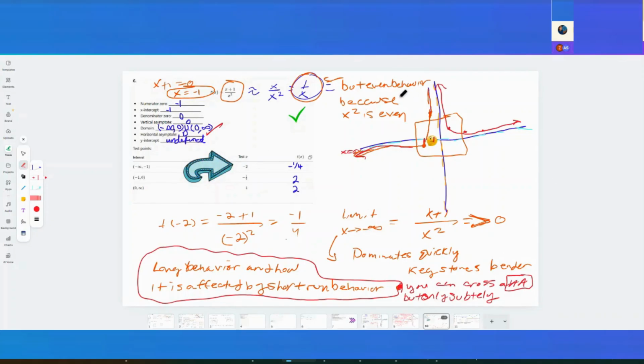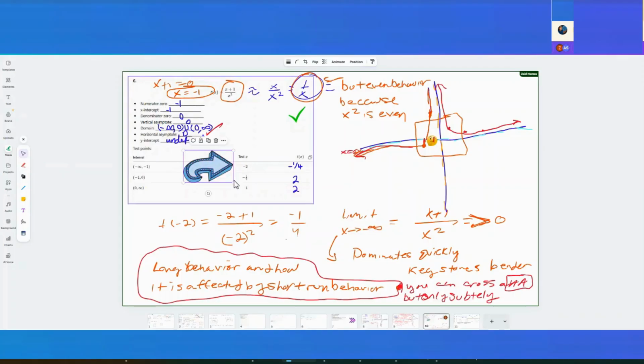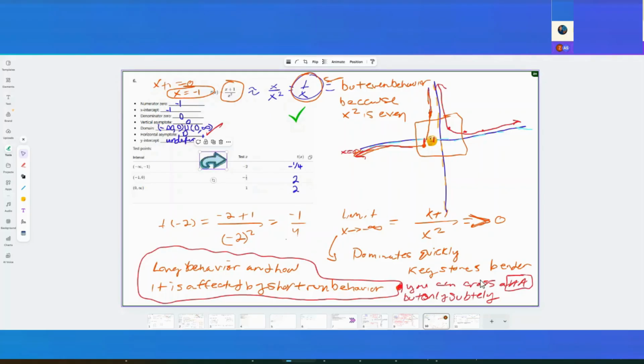So as your teacher, we got a little bit of a curveball here, didn't we? I've got to admit that I made a mistake when I made the problems. There was one thing I didn't teach you, and it's this keystone bender, one of the keystone benders for the day. You can cross a horizontal asymptote, but only subtly. Does that make sense? Yes. And because of the limit, because of the long run behavior as we go to the left, that's going to squash the graph, and its behavior is definitely going to approach 0. So it's going to approach that horizontal asymptote. This is rare, but it does happen.